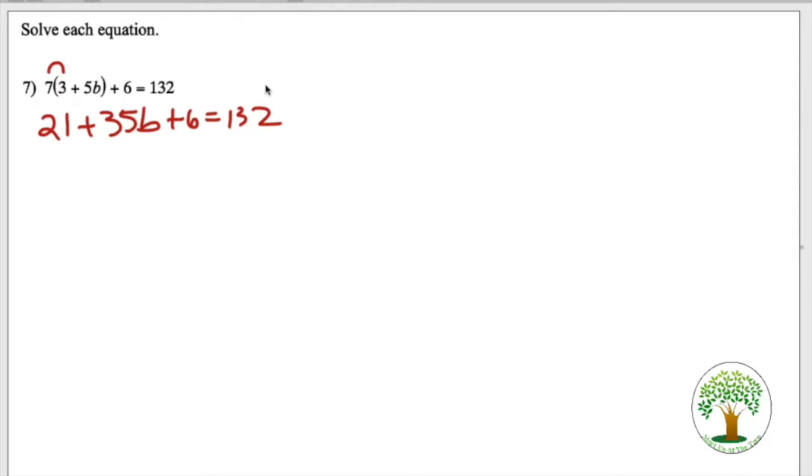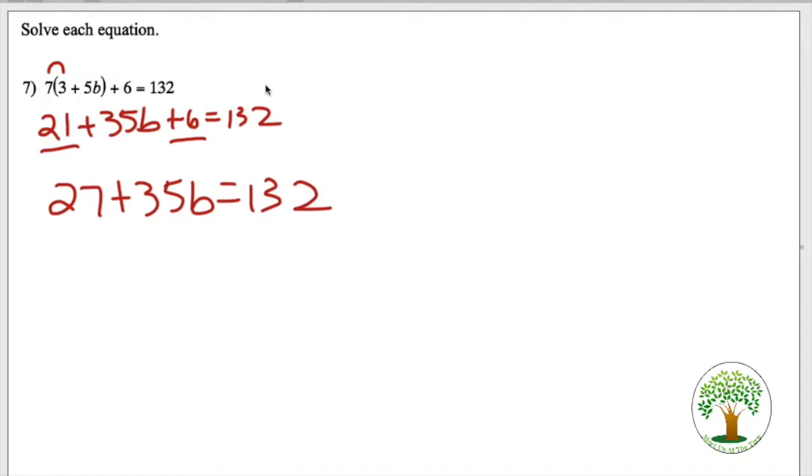I'm going to combine like terms on this side. What am I going to get when I combine those? 27. I heard 27. Did anybody else get 27? I got 27 too. 27 also, okay. I'm pretty sure most of us are tracking. What am I going to do next? Subtract 27.